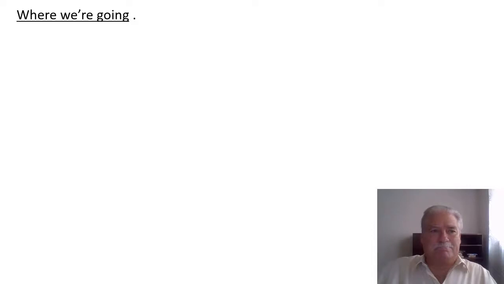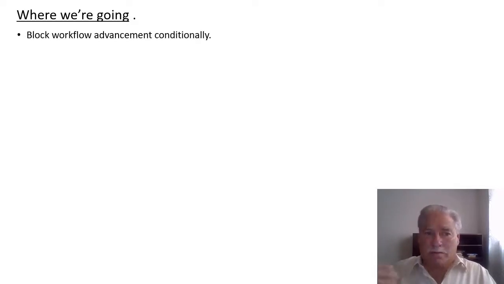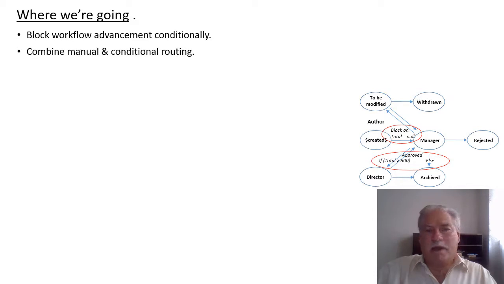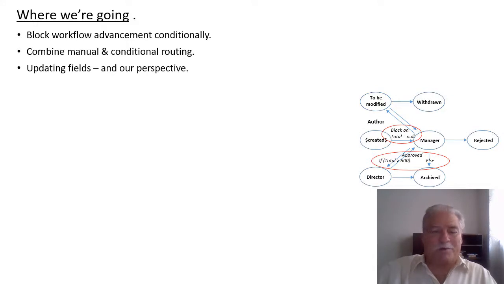So how about today? Well, we're going to try to block the advancement of a document conditionally. That, of course, is if certain essential information is missing, you want to be able to stop that at the very beginning. So here is the workflow that we'll be looking to put in place. We'll be combining manual and conditional routing, so the manager can both reject, sending the document back to the author, or approve it. We'll be updating fields and hopefully our perspective a bit.